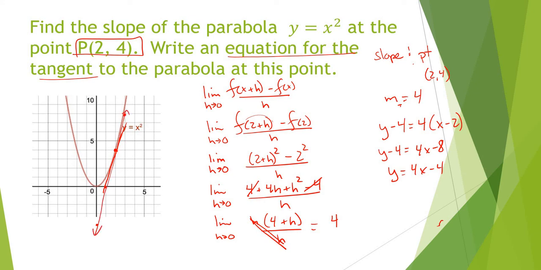Okay, so I've done two things. I've written the equation of the tangent line, and I found that the instantaneous rate of change of the function f of x at x equals 2 is 4. I am increasing at a rate of 4 units on the y-axis for every 1 unit on the x. All right, let's take a look at another one.